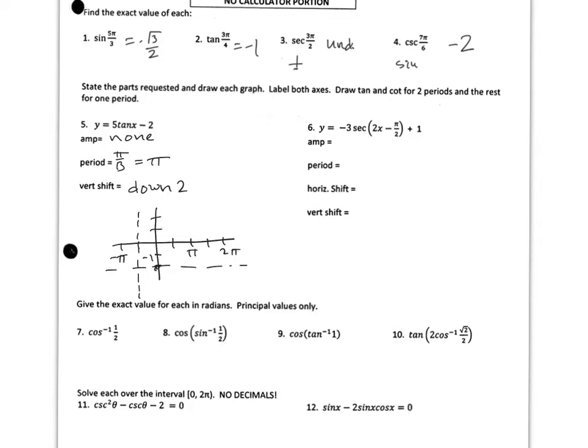Then it goes asymptote, 0, asymptote, 0, asymptote. And your zeros should be on your new midline. Please draw your asymptotes long enough to show how it bends the graph.